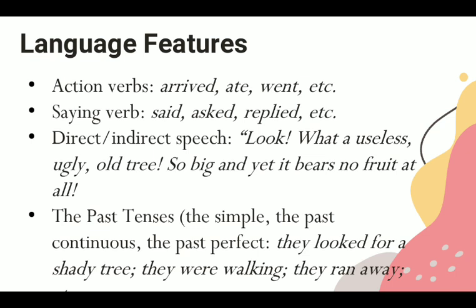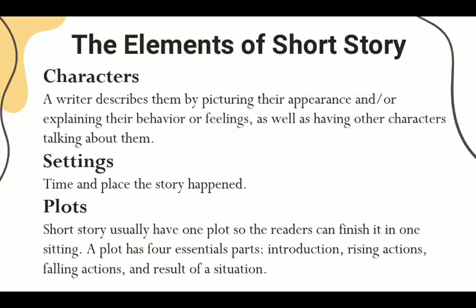And then the last one is the past tense use. The past tense use because the narrative text, or in this case a short story, is told because the story have happened, like that the story have been passed, and so the writer need to use the past tense. There are three past tense that usually use: the simple past tense, the past continuous, and then the past perfect. There are some example that you can read by yourself.